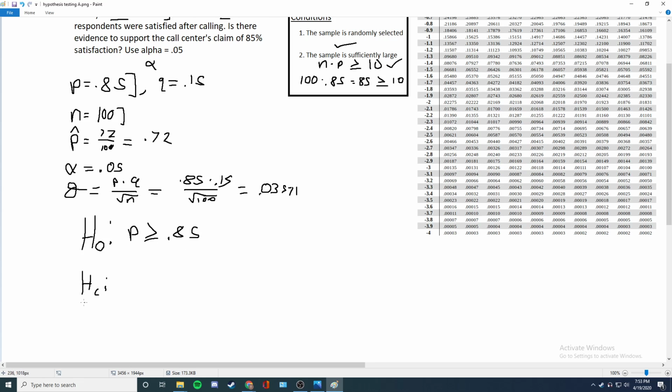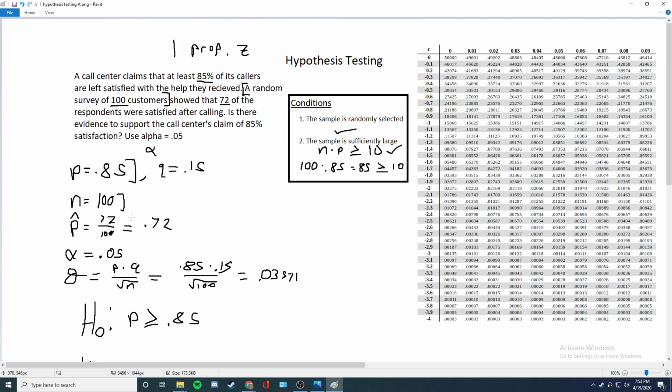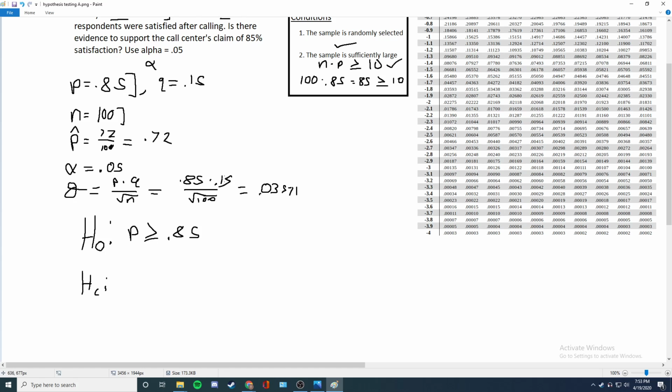So now we need our claim. We're trying to see if it's inaccurate that the call center is saying that 85% or more are satisfied. In order to say that's inaccurate, P would have to be less than 0.85. So these are our two hypotheses for this question.